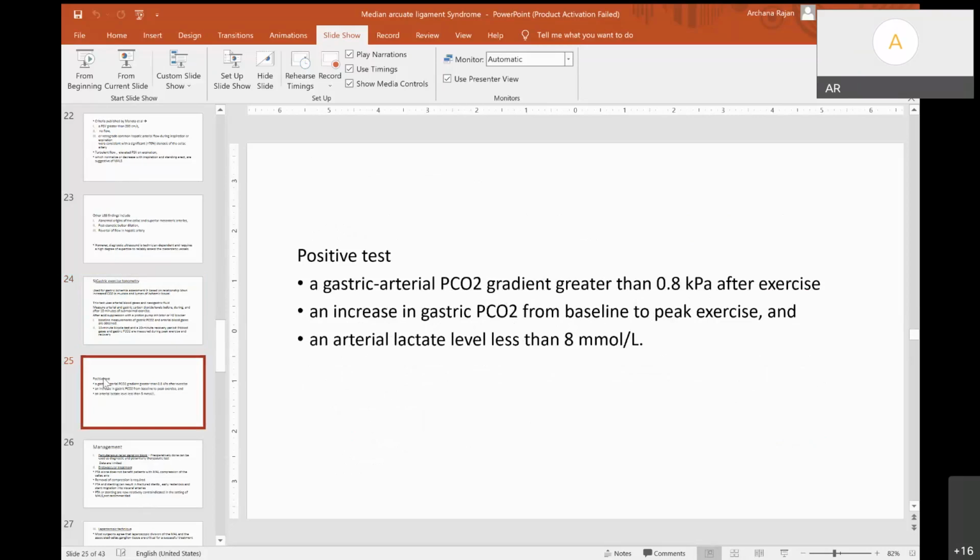The test results are: a positive test is indicated by a gastric-arterial PCO2 gradient greater than 0.8 kilopascal after exercise, an increase in gastric PCO2 from baseline to peak exercise, and an arterial lactate level less than 8 millimoles per liter, all suggestive of gastric ischemia.